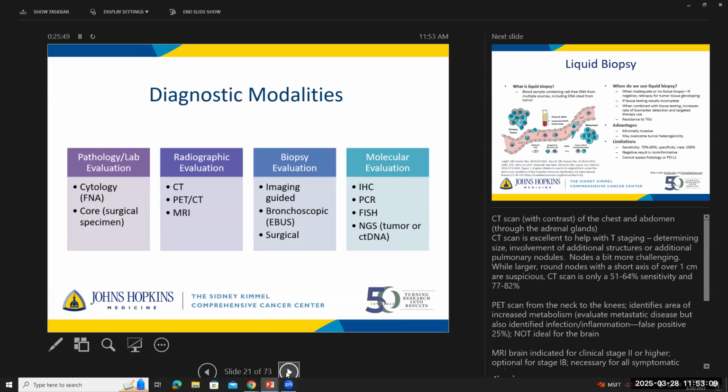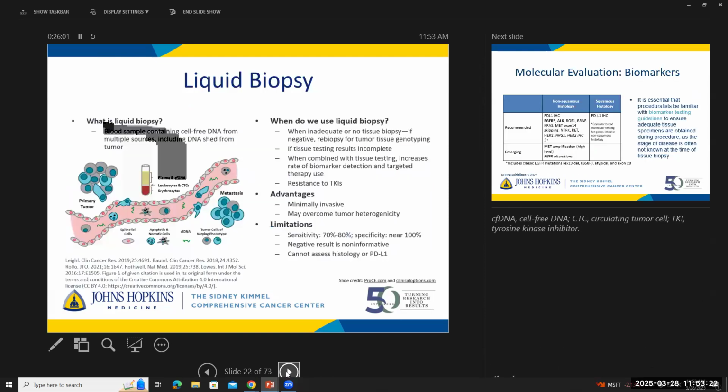And then with molecular evaluation, we're doing immunohistochemistry, polymerase chain reaction, fluorescence in situ hybridization, or NGS. This is basically testing that's done by the pathology to give us more information about the tumor.